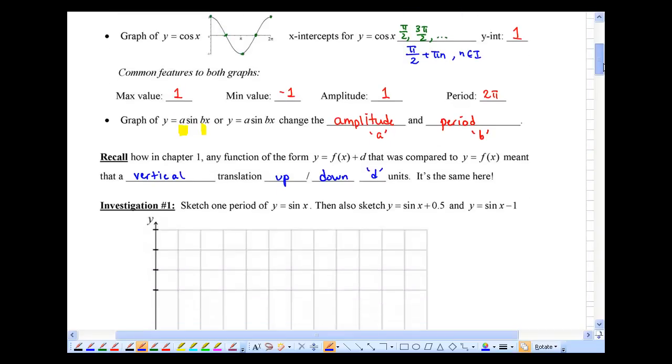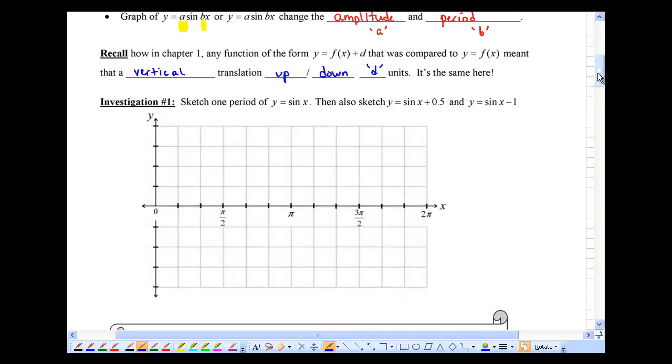So notice in investigation number 1, I'd like you to do some practice with sketching y equals sine x. And then I've got these two other graphs, y equals sine x plus 0.5 and y equals sine x minus 1. Why don't you go ahead and sketch those out? I think you can do this on your own. I'm going to put the units on my vertical axis. Okay, go ahead and try this on your own.